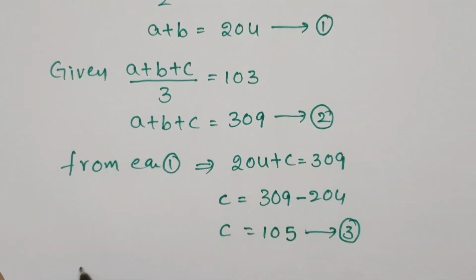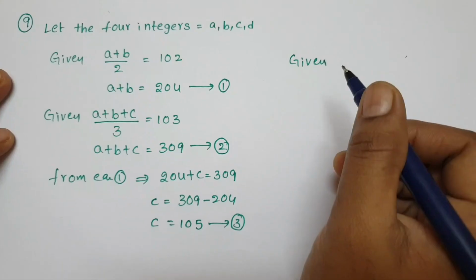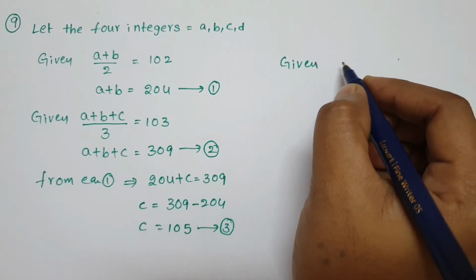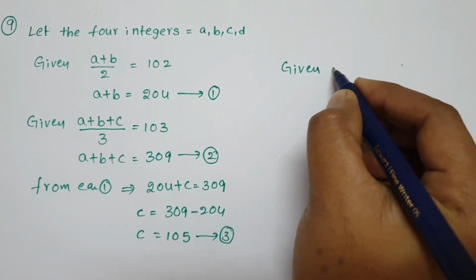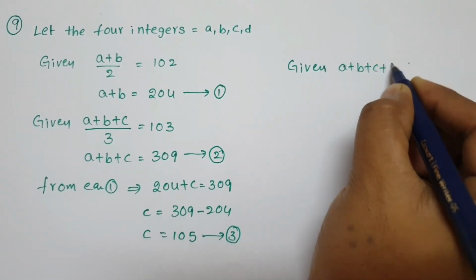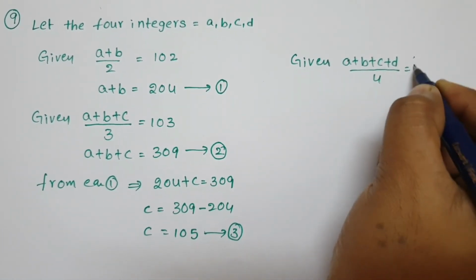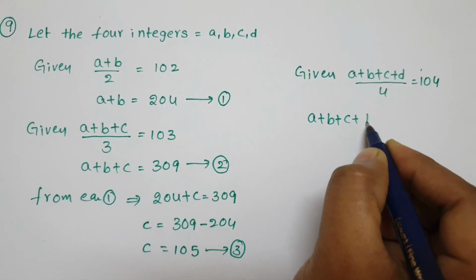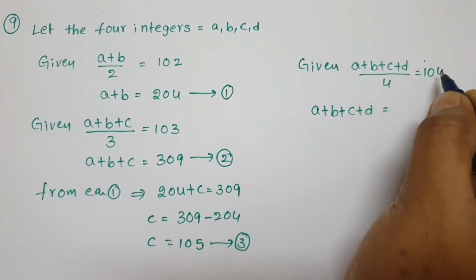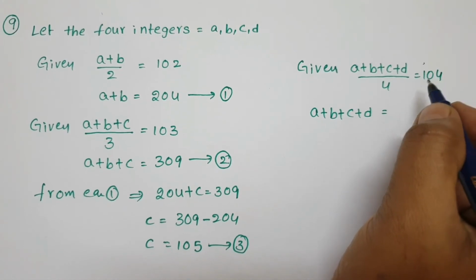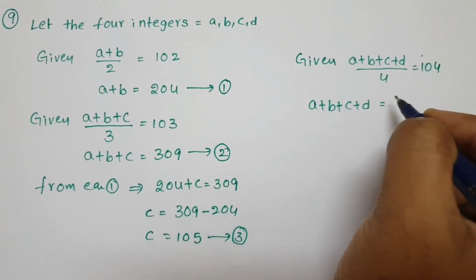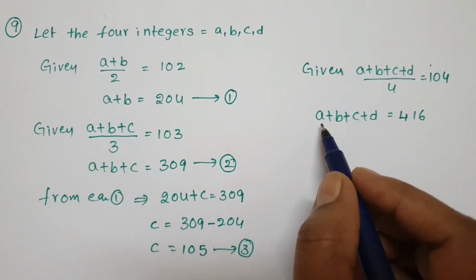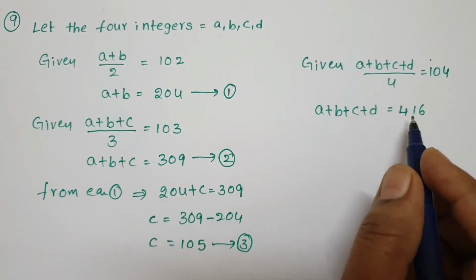Next, again they given the sum of 4 observations, the mean of 4 observations, equal to 104. What are the 4? A plus B plus C plus D by 4 equals 104. A plus B plus C plus D equals 104 into 4. Here 4 goes to that side, it changes to product. 104 into 4 is 416. So observe, A plus B plus C plus D equals 416.